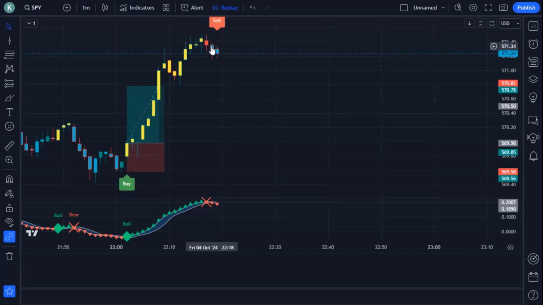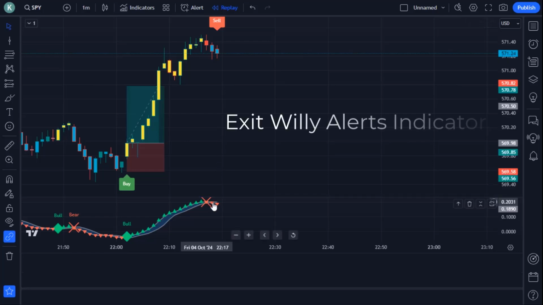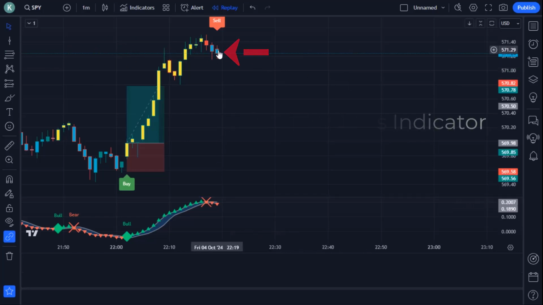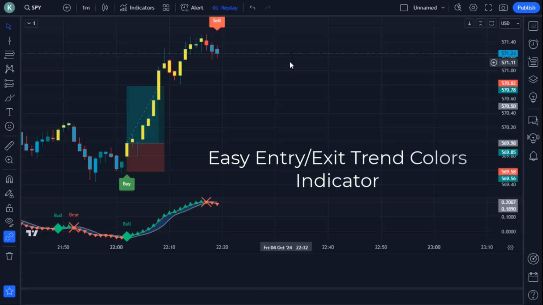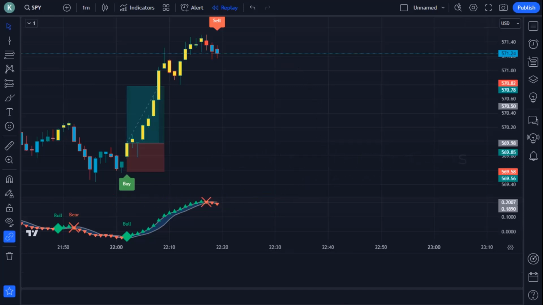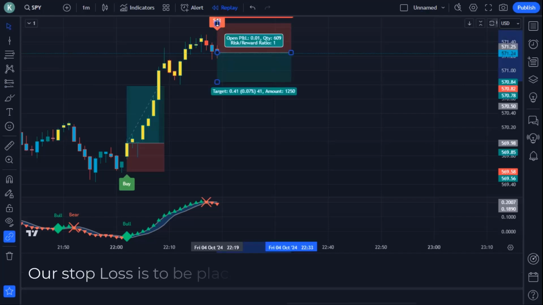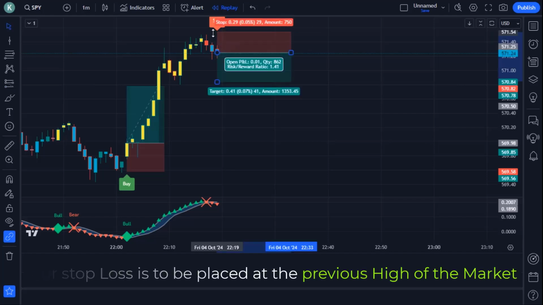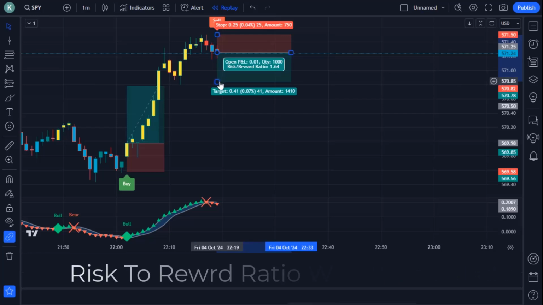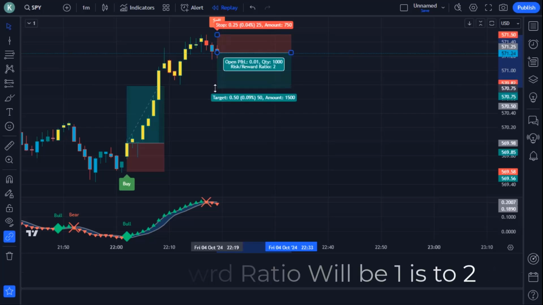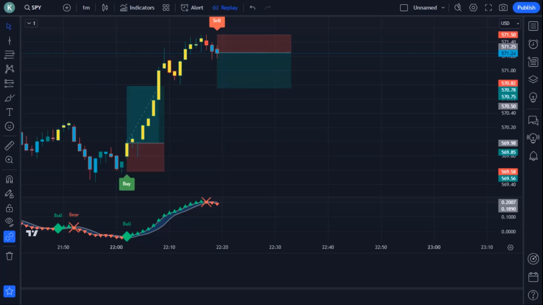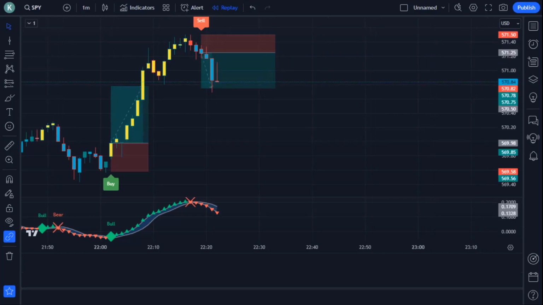We have got the signal. Here the exit Willy alerts indicator gives us a sell signal. Here the easy entry/exit trend is bear trend. Here market has made a blue candle to give confirmation. So all our conditions are being fulfilled, so we are placing an order to sell. Our stop loss is to be placed at the previous high of market, and the risk to reward ratio will be 1:2. Let's see what happens to our trade. We have won the trade. Let's find the next trade.